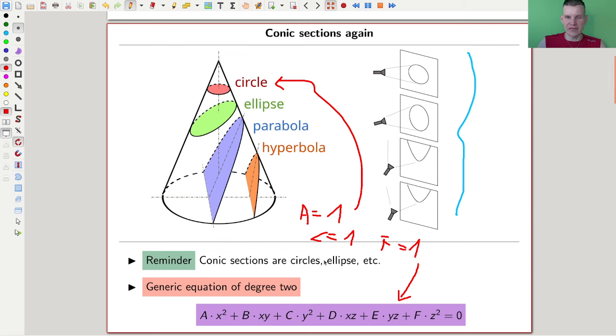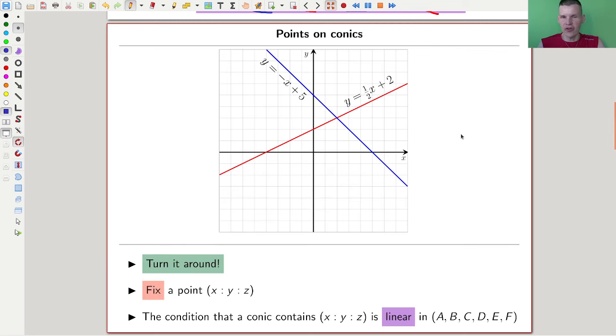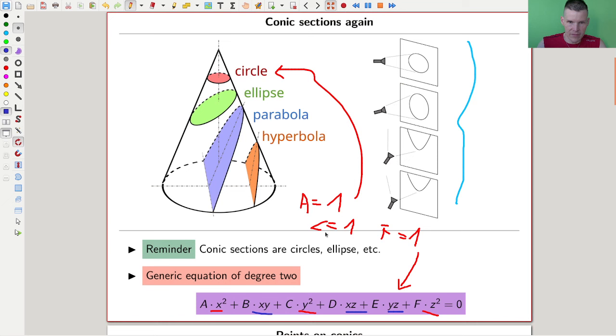And the observation is now that we have all of these nice terms turning up. There's 3 squares, and then there's the mixed ones. Fantastic. And this really means if you just turn it around, you get a linear equation. So instead of saying a conic section is clearly not a linear equation, it's a degree 2 equation. But if you fix a point, you do it the other way around. Let's fix a point, and you want to study the condition that some conic contains the point, then this is now linear in the coefficients, right? So the coefficients are just a, b, c, d, e, f, and now the x and y and z are fixed. So this is linear in the coefficients.